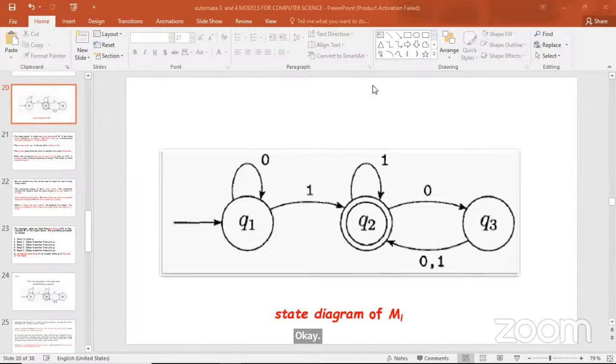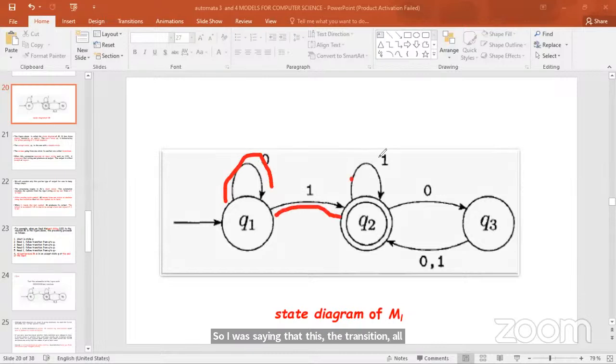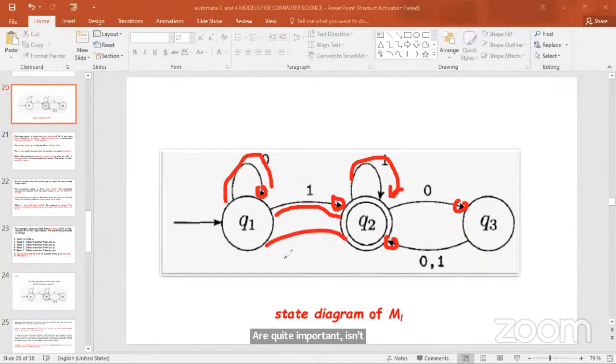All right, so let's continue. So I was saying that these are the transitions, all these arrows. Now you see they are directional arrows. They have directions on them showing us where the direction is. So these arrows are quite important. It's not just lines. They are lines with arrows telling us the direction they are pointing, so we know where to go per time.